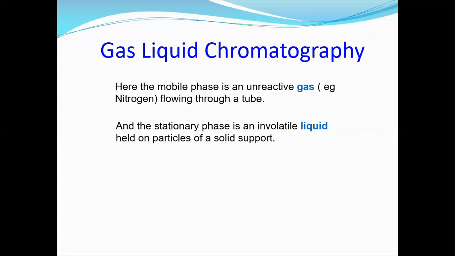Next, in gas liquid chromatography, the mobile phase is an unreactive gas. It is flowing through the tube. So we have taken previously, next diagram I'm going to show. The nitrogen is the mobile phase and it is unreactive. It flows through the tube. And the stationary phase is an involatile liquid, held as particles on a solid support.